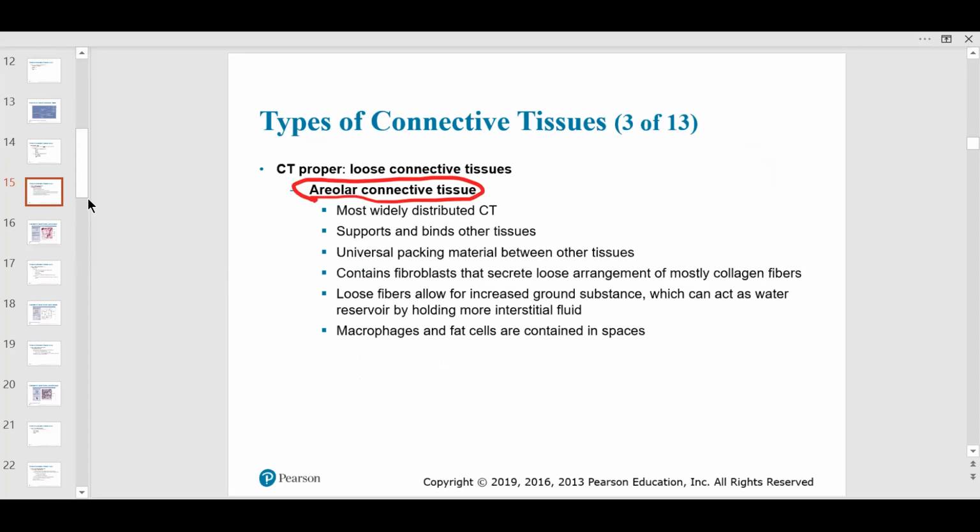So what does it do? It supports and binds, right? And it packs material like other tissue really. It kind of holds it together. So it has fibroblasts that you can see, and that's producing the collagen. And then you have other things like reticular fibers too, and some little fat cells and macrophages and mast cells. Basically what we looked at.